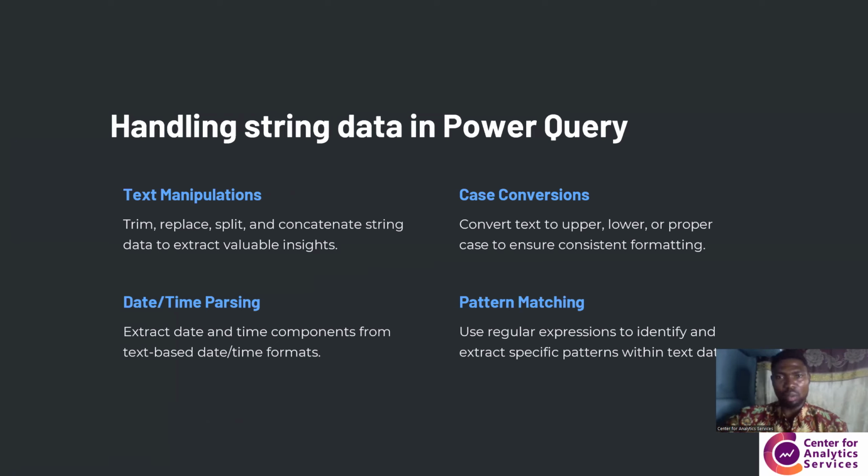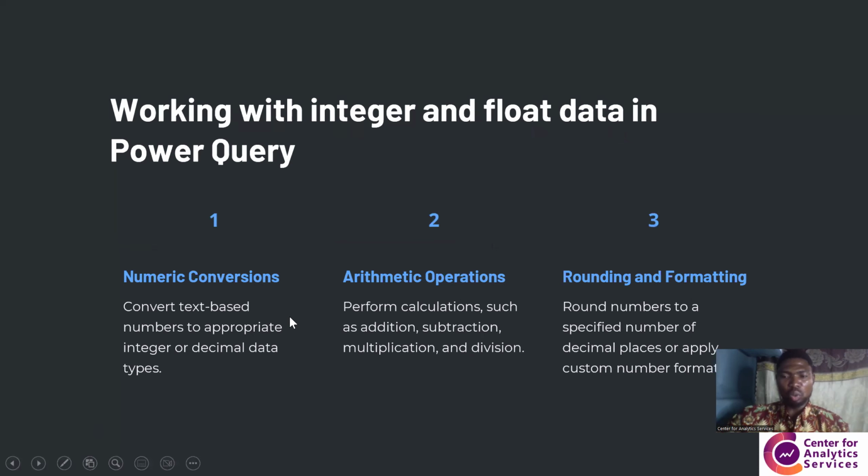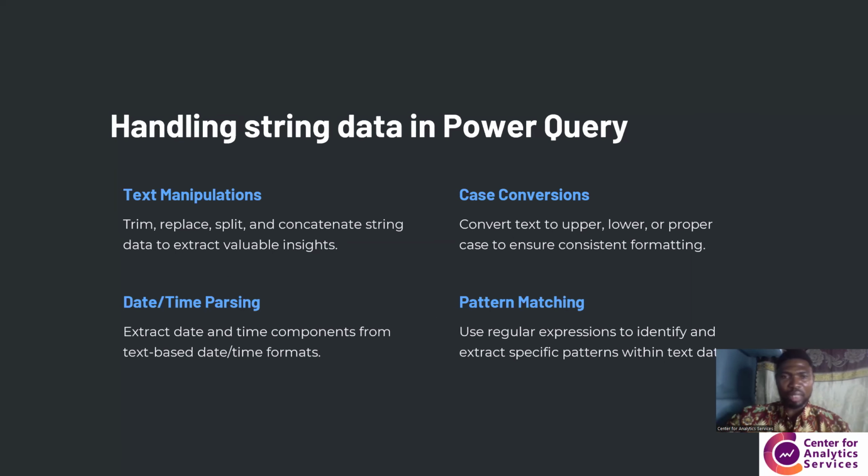So how to handle data in Power Query? Make sure that when you are dealing with text manipulation, you split. Splitting means when you have qualitative data that you want to separate, right? You can split, you can concatenate, meaning joining two words together, right? Combining two words together. So your date time, you make sure you either split your date from your time column.